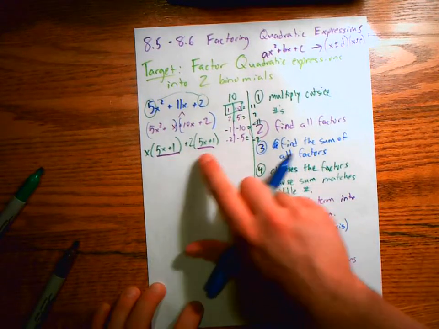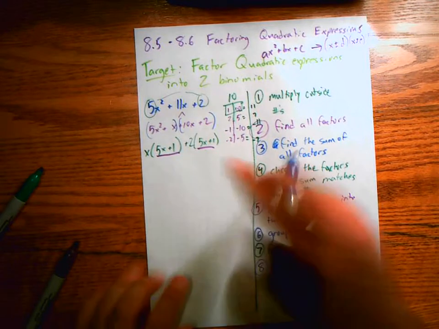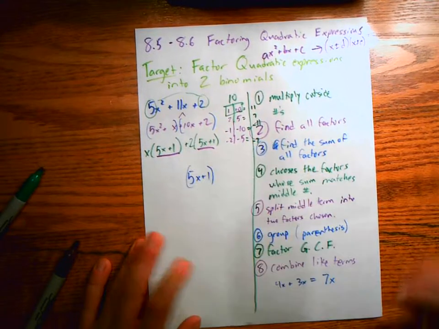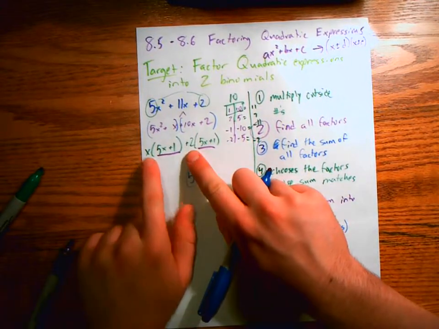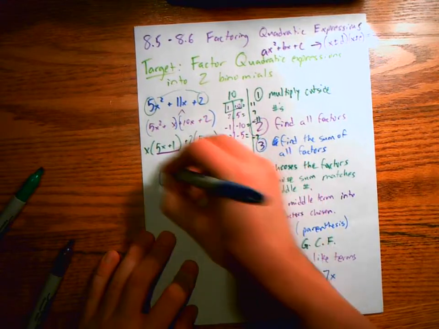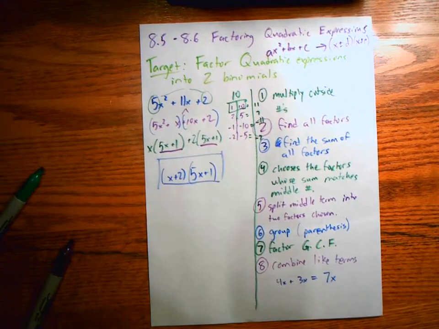It's exactly the same thing when factoring quadratic expressions. Our common term is 5x plus 1, so that's going to be in our answer. And the only thing we do is we add the numbers in front. x plus 2, those can't be combined, so we just rewrite it as x plus 2. And these are the factors of the quadratic expression 5x squared plus 11x plus 2.